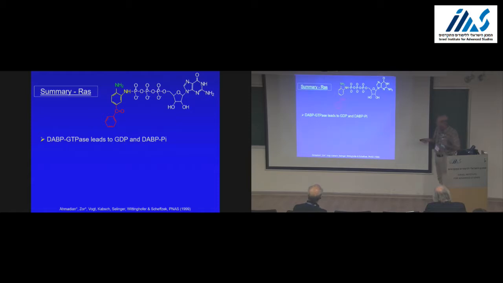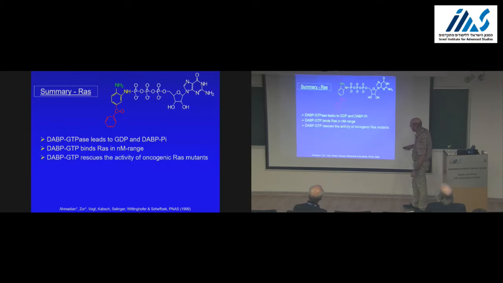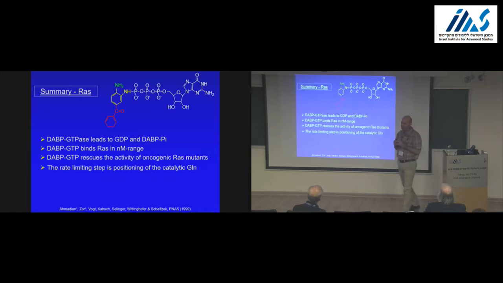So I didn't show you all results. We showed that it's hydrolyzed exactly at the place where it's supposed to be hydrolyzed, between the beta and gamma phosphate. Affinity was in the nanomolar range. So we showed that it rescued the activity of the oncogenic RAS mutants. And it meant mechanistically that the rate-limiting step of the RAS GTPase reaction is indeed involving the catalytic glutamine.